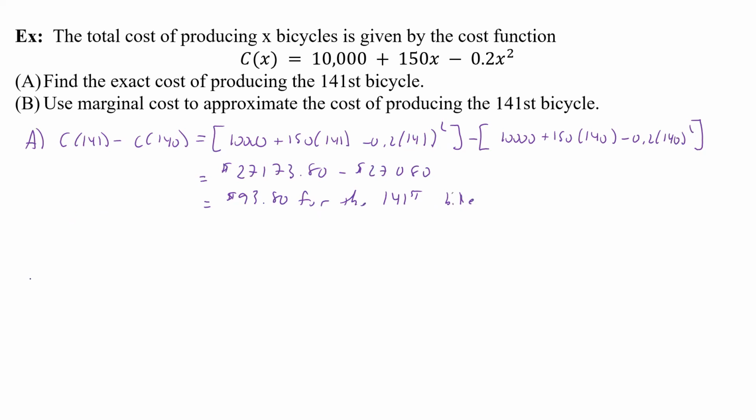Now, marginal cost, well, that's going to be taking the derivative. So if we take the derivative, C prime of x is going to be equal to what? Well, the derivative of the constant goes to 0. Then we get 150 minus 0.4x. And so that's going to be our derivative. And now we just find C prime of 140. And that's going to be 150 minus 0.4 times 140. And again, plugging that into our calculator, I've already done that, and we get $94 even.